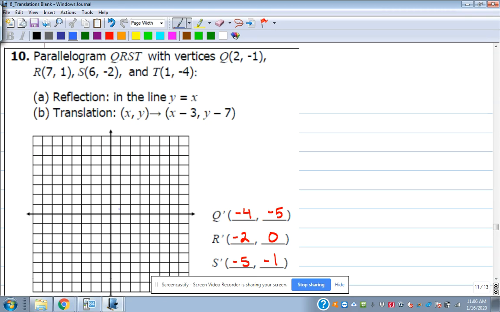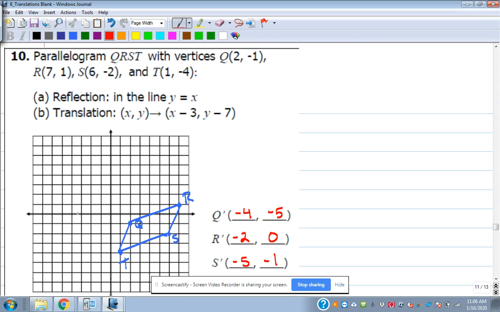So Q is 2, negative 1, R is 7, 1, S is 6, negative 2, T is 1, negative 4. So there's the pre-image. And it should look like a parallelogram because that's what they said it was. And it is. And then Q prime, go and plot that.